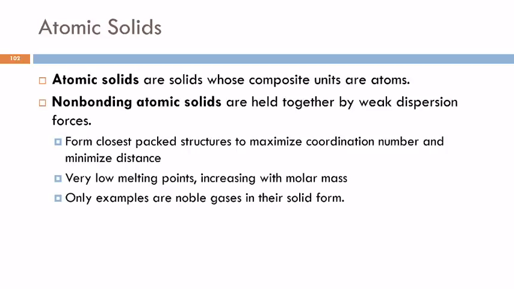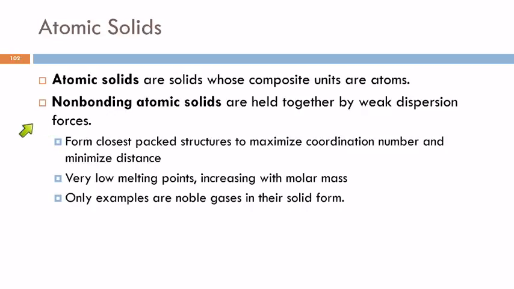Atomic solids have atoms. What kind of forces do atoms have to attract each other? Dispersion forces. That's all they've got. Because an atom can't have a permanent dipole. So atomic solids are held together by dispersion forces. Non-bonding atomic solids are just held together by weak dispersion forces.